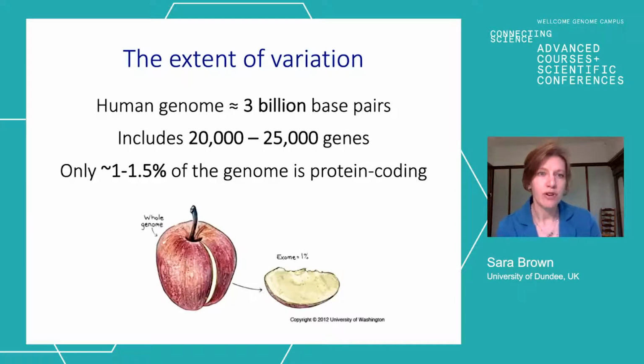So another thing it's important to remember is that only about 1 or 1.5% of the whole genome is protein coding. So if we think of the whole genome as this apple, the exome, or the region that actually codes for proteins, is only a small slice, about 1% of it.